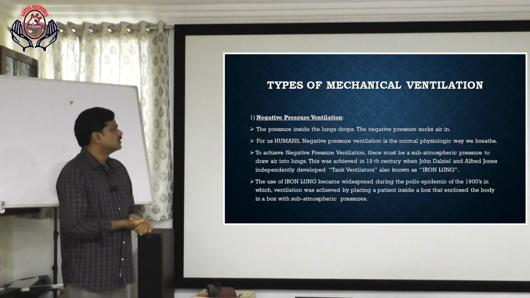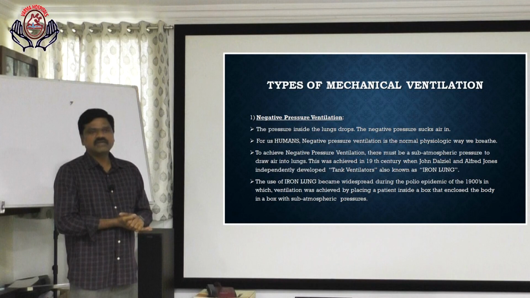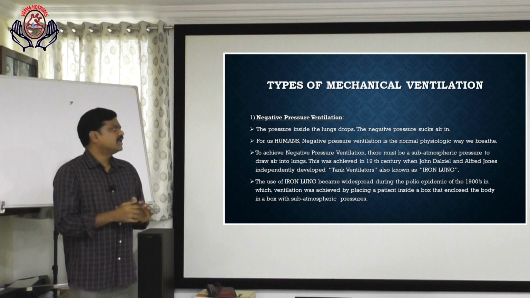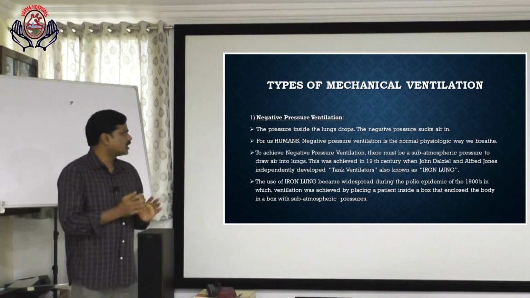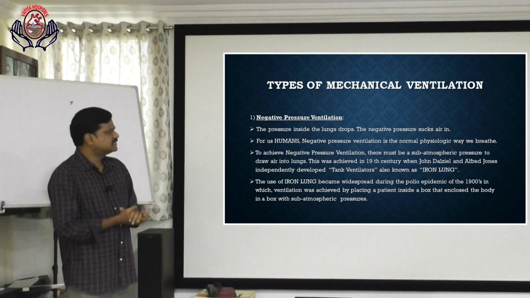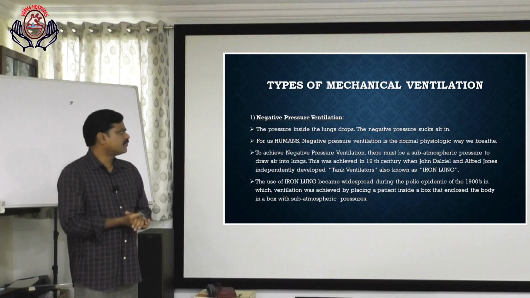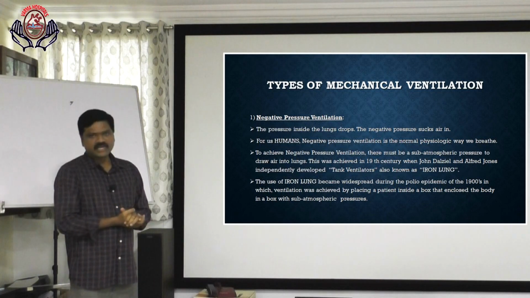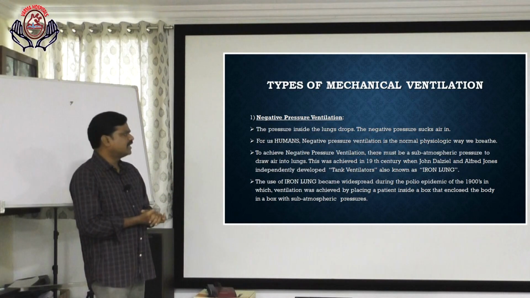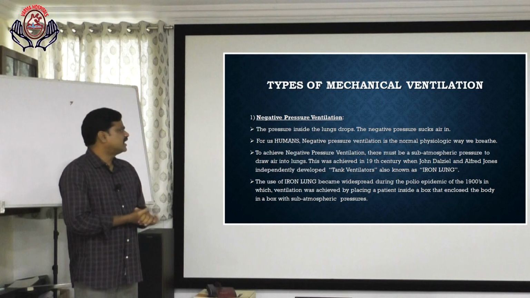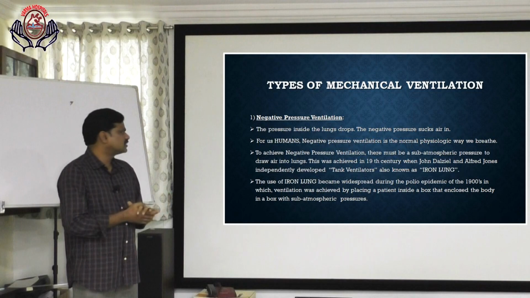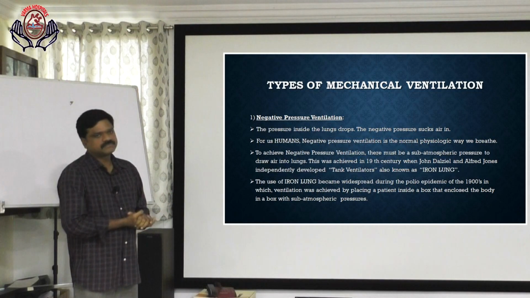For us humans, negative pressure ventilation is the normal physiological way we breathe. To achieve negative pressure ventilation, there must be a sub-atmospheric pressure to draw air into the lungs. This was achieved in the 19th century when John Dalziel and Alfred Jones independently developed tank ventilators, also known as the iron lung. The use of the iron lung became widespread during the polio epidemic of the 1900s, in which ventilation was achieved by placing a patient inside a box that enclosed the body with sub-atmospheric pressures.